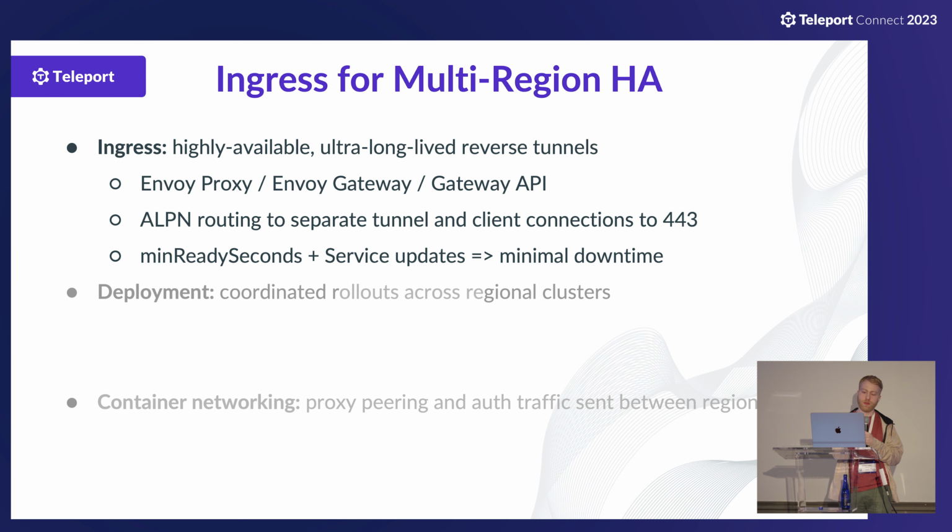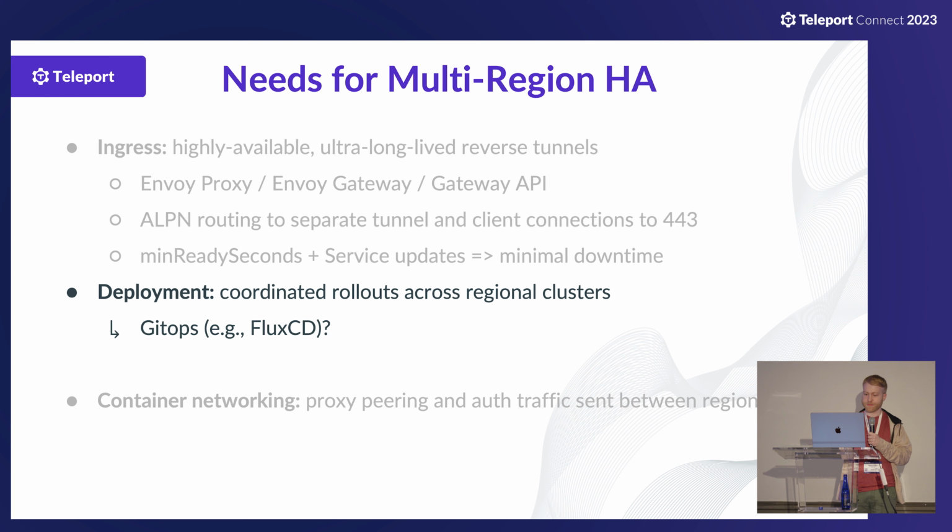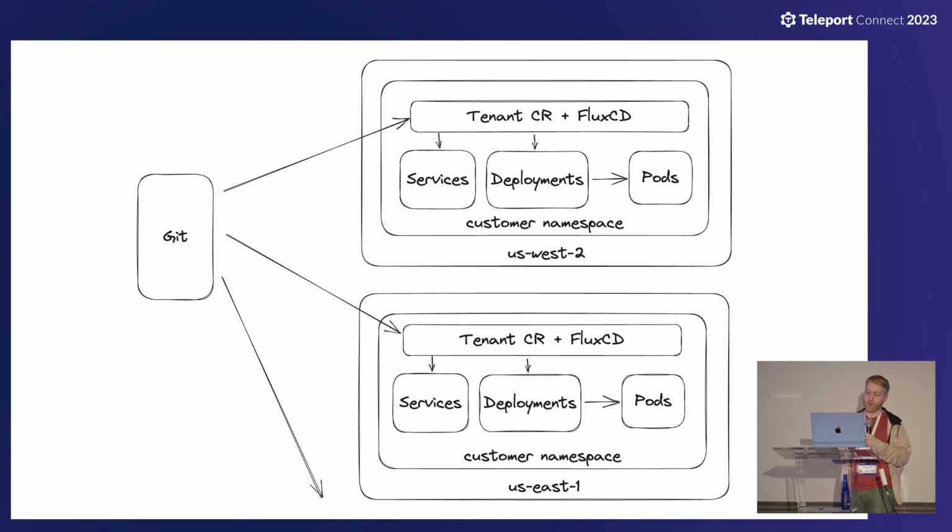So how do we do coordinated rollouts of Teleport across many regional clusters? For most folks, I'd recommend GitOps, right? That's the obvious solution. You're deploying some stuff to Kubernetes, you put your deployments in a Git repo, and go from there. In the case of cloud, in order to do the zero downtime deployment we wanted, with the tunneling logic, we needed our own controller anyways.